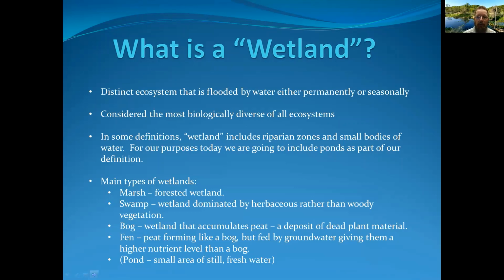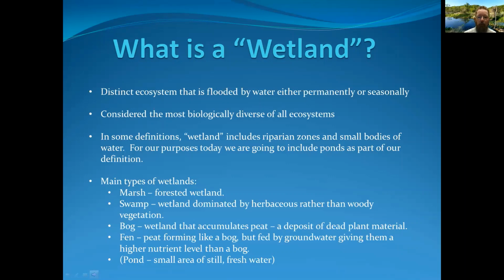Now, in some definitions, wetland includes riparian zones, and riparian zone is the interface between land and a river or a stream. So it's that area just adjacent to the stream banks or the river banks, spreading out from there. And for our purposes today, we're also going to include ponds, because wetlands can include small bodies of water, and a lot of our wetlands include small open areas like ponds.